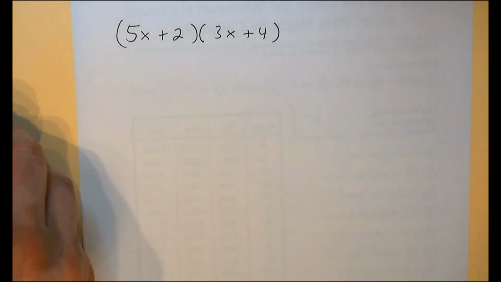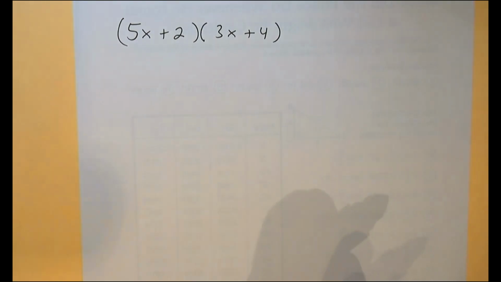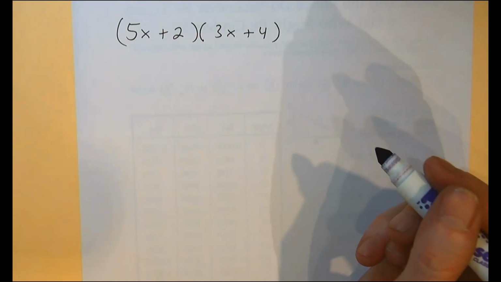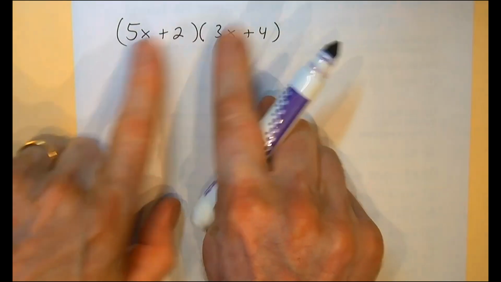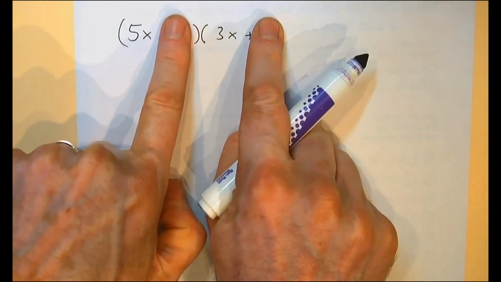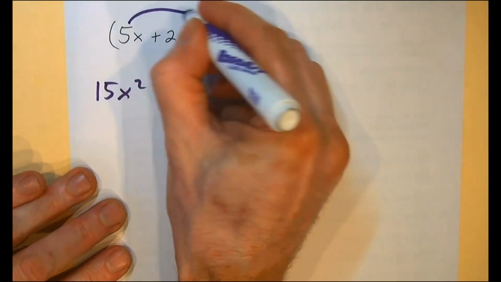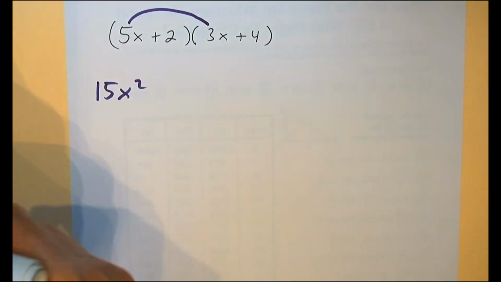Now, can you do it in your head? Go ahead and try it. Pause the video. Here's what I do in my head. Cover these up. There's the guys on the left, right? These are the left. What's 5 times 3 with x times x? 15x squared. You draw it in. Later, you won't even have to draw it in.